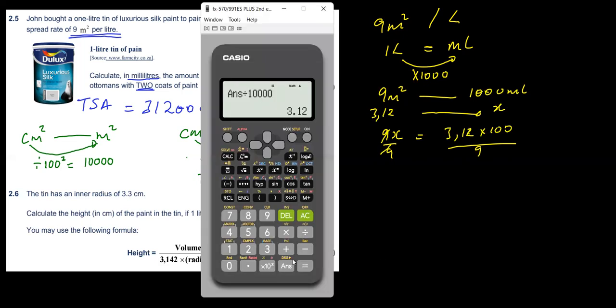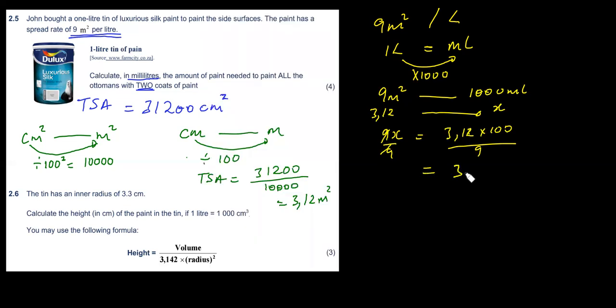Then we're going to say 3,142 times 1,000. Okay, what do we get there? Divided by 9. Okay, then that's what we get. We get 346.666, it goes on like that. So it's 346.66. We can just say 346.667 there.